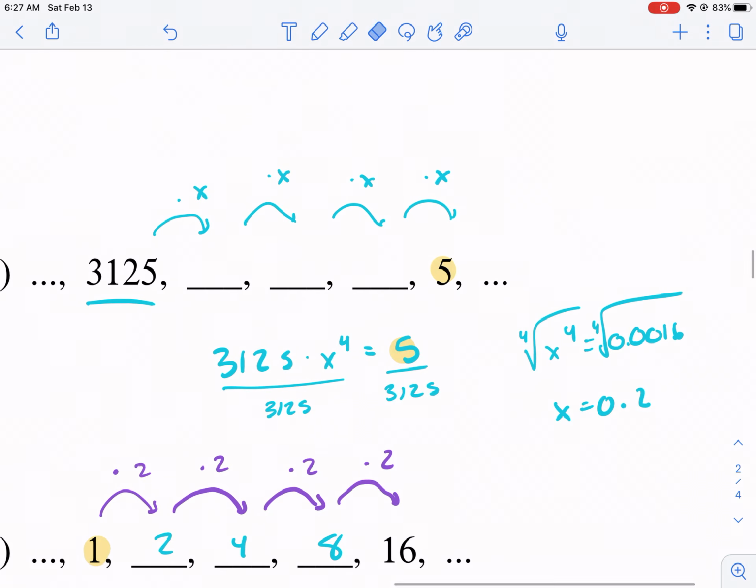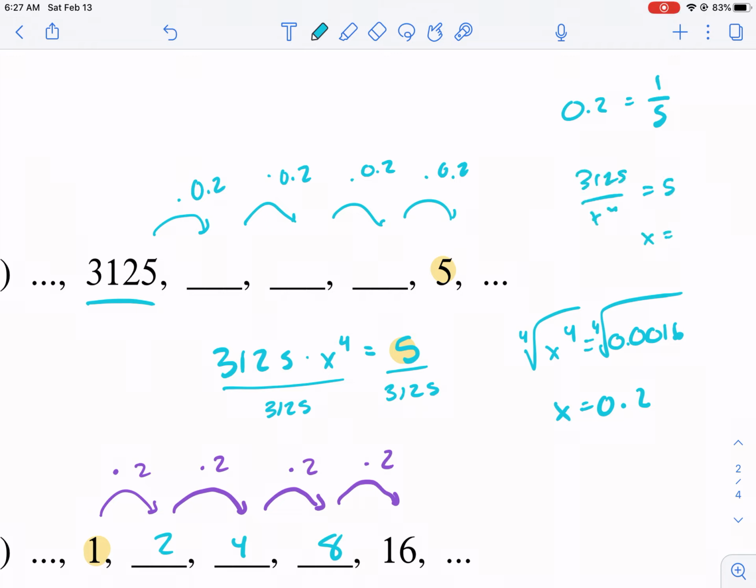Okay, so that means I'm multiplying by 0.2 each time. If I'm using a calculator anyway, I guess I should just roll with this. So I multiply by 0.2 each time. 0.2, by the way, is equal to 1 over 5. So that's what I was trying to say earlier. If you were to do 3125 over x to the 4th equals 5, eventually you get x equals 5, and that means you divide by 5 each time. Dividing by 5 is multiplying by 1 over 5 or multiplying by 0.2. So you get the same thing. I just wanted to show you that you can do it two different ways.